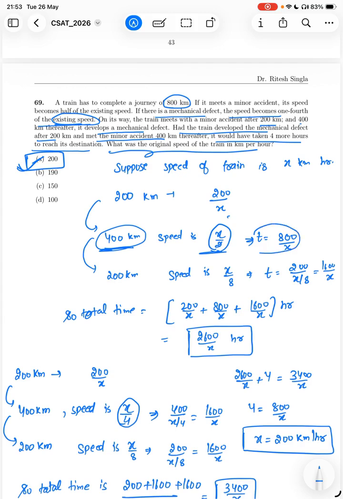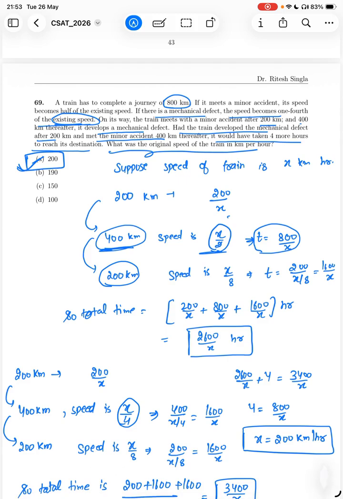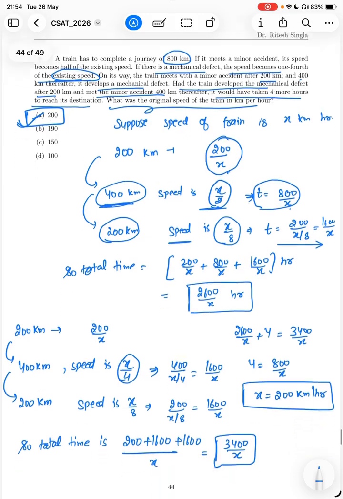So the total time will be 800 upon x, and then it met with a technical failure. So the speed will reduce to 1/4 of the current speed. So the last 200 kilometer journey, it will travel with a speed of x upon 8, so the total time will be 1600 upon x. If you sum up the total time, you need to sum 200 upon x plus 800 upon x plus 1600 upon x, which is 2600 upon x.